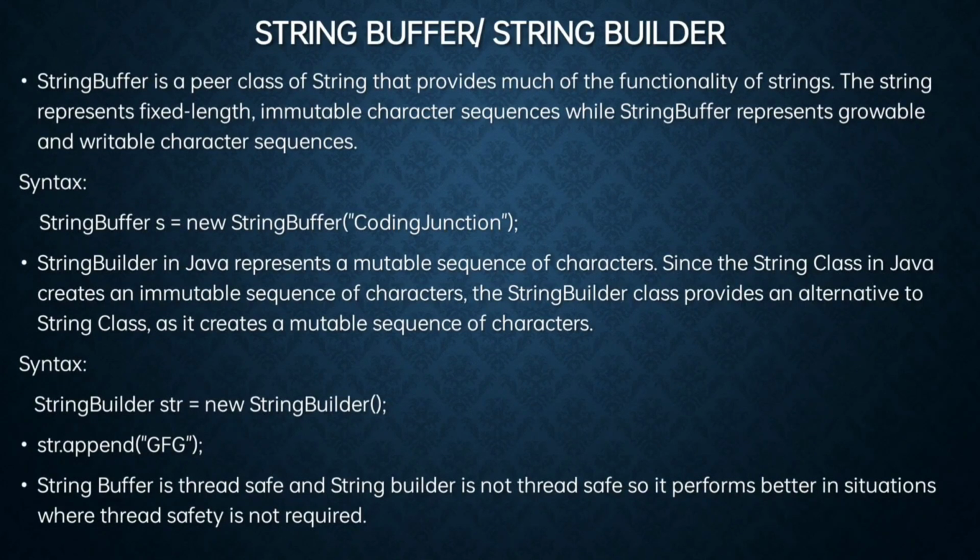Okay. Now StringBuilder in Java represents a mutable sequence of characters. Since the String class in Java creates an immutable sequence of characters, the StringBuilder class provides an alternative to the String class, as it creates a mutable sequence of characters. Mutable means we can change the string. Okay. Now let's see the syntax. StringBuilder str = new StringBuilder, and we are just appending gfg to it. str.append, we are just adding the gfg string to the StringBuilder.